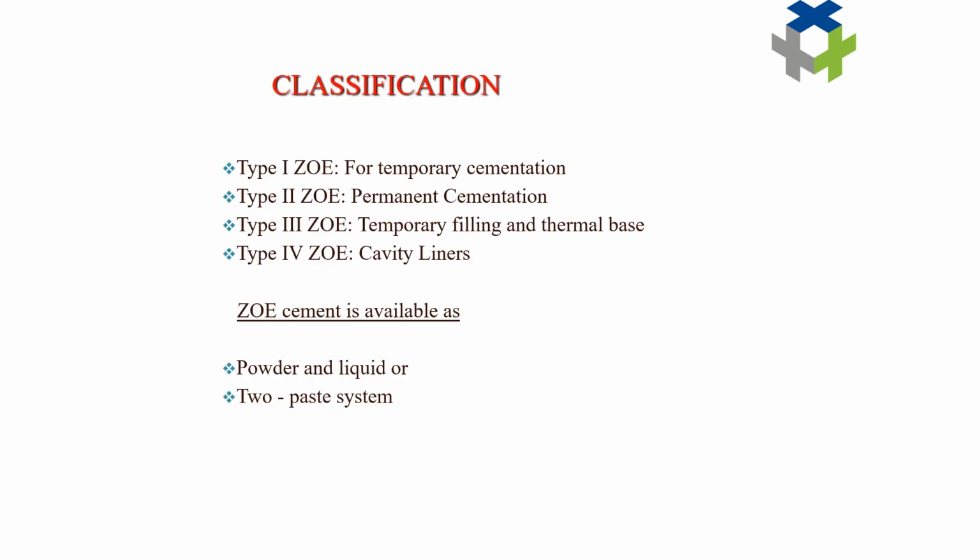Coming on to classification now. It is of 4 types. Type 1 is used for temporary cementation. Type 2 is for permanent cementation. Type 3 zinc oxide eugenol is used as temporary fillings and thermal base. And type 4 as cavity liners. And as we have already seen, it is available as powder and liquid, a two-phase system.